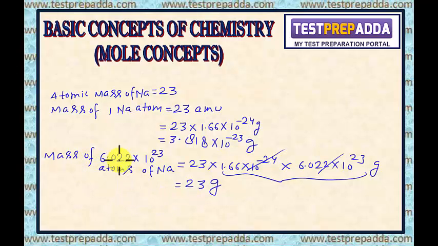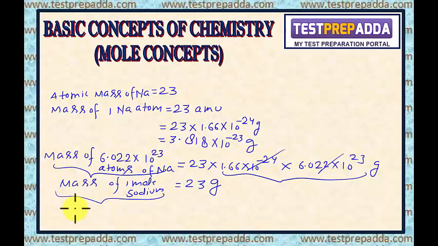And 6.022 into 10 raised to 23 is what? It is 1 mole. So we can also say this as mass of 1 mole of sodium, and mass of 1 mole is also known as molar mass. So this way we got the molar mass of sodium. How much is this? 23 gram.